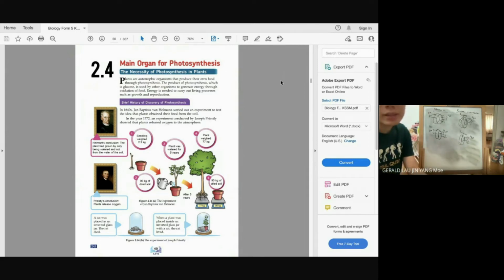Okay, so that means that because of him watering for 5 years, that's why the plant can only grow. Okay, for Joseph Priestley, a rat was placed in an inverted glass jar. The rat died, but when he placed the plant and the rat together in a glass jar, the plant produces oxygen during photosynthesis. That's why there's enough oxygen for the rat to live. Okay, so plants release oxygen.